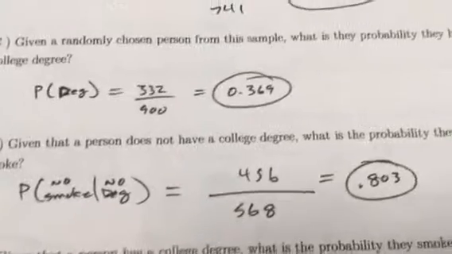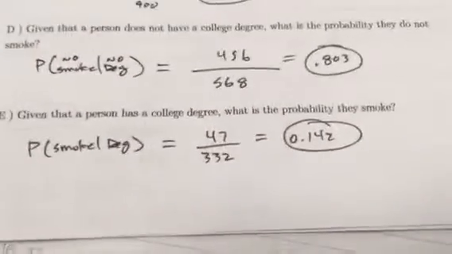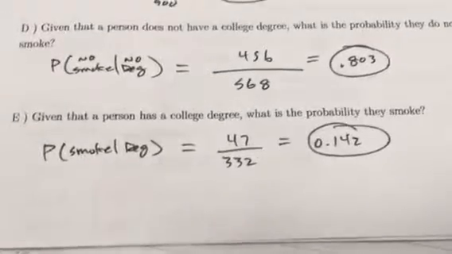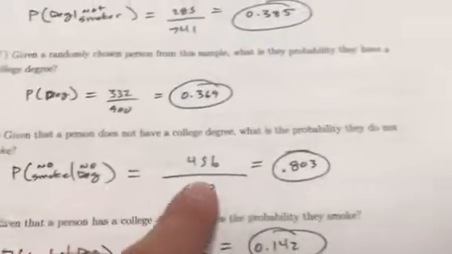Here we've got C again. High likelihood there could be an error, so please check. We should have gone through number 1 in class though, so that should be no big deal. Remember, this vertical line means given: the probability that they smoke given they don't have a college degree. That's what we're saying.